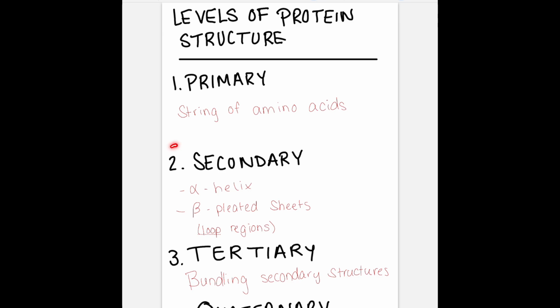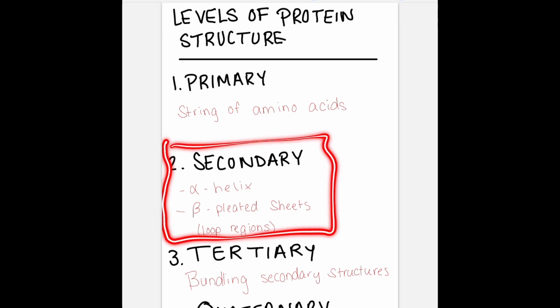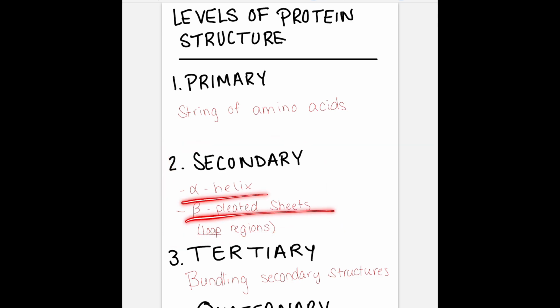Our secondary structure is much more exciting. We have two secondary structures. We have alpha helices and beta pleated sheets, and those are named by what they look like. We'll talk about how those form. We also have something we can talk about during that time called loop regions. More on that later. But we can take our string of amino acids, we can wrap them up or fold them up, and that's going to make our secondary structure.